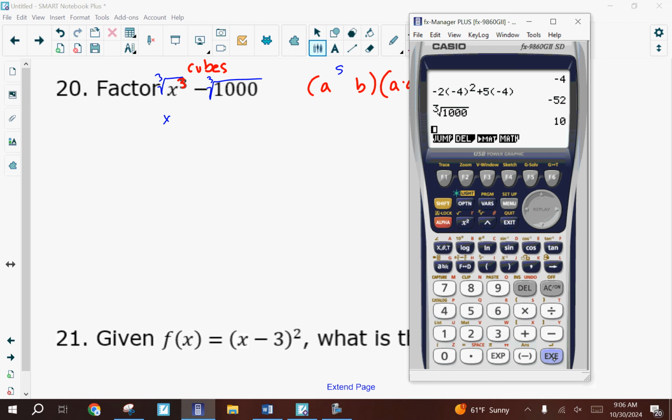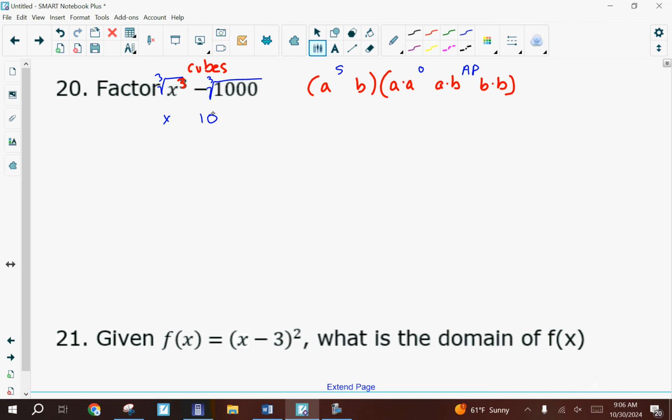So that answer is just 10. So this is going to be 10. Now I'm not going to put any signs here because I'm going to do those at the very end. So now I'm going to use this to build my other answer. Let me put this in red so I can follow the pattern. So this would be the A and this would be the B.